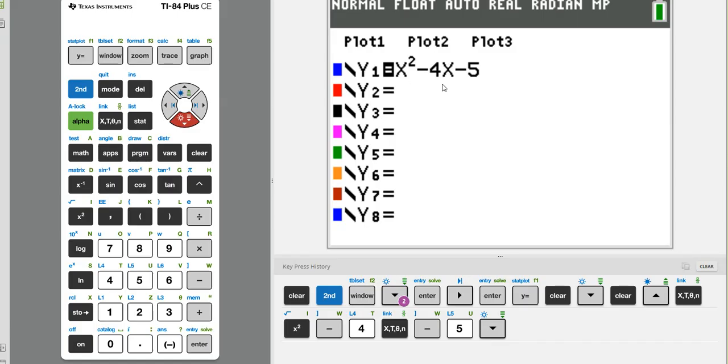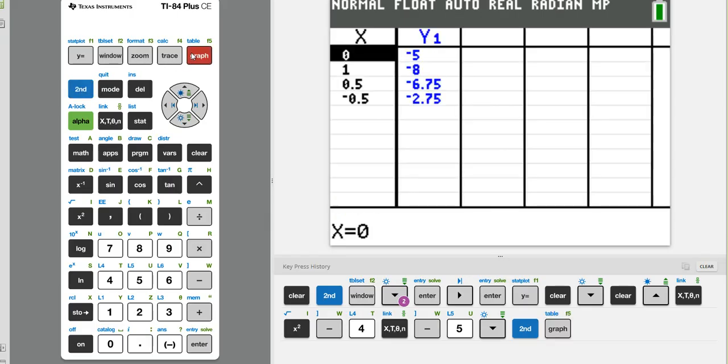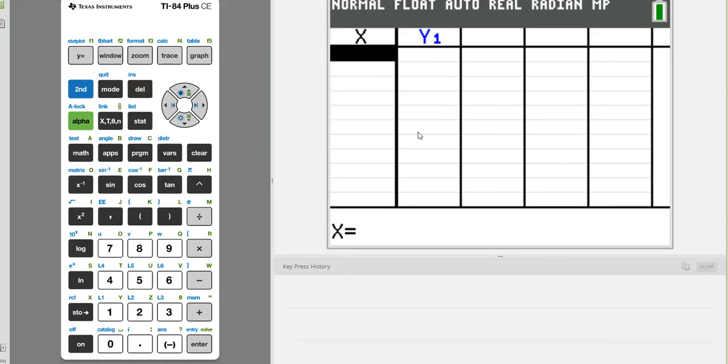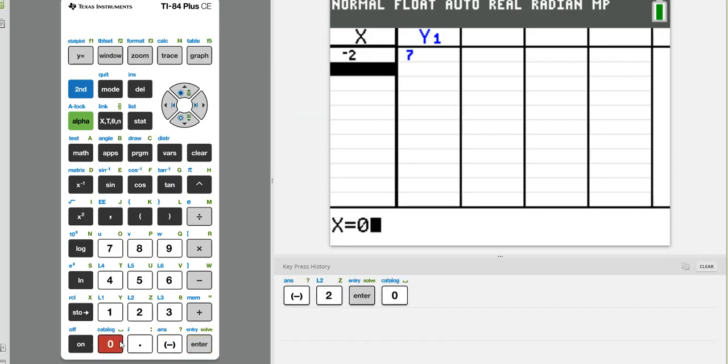Now here's the cool thing. Once we've got that in here, we can get our calculator to evaluate this expression at any point we want. So hit the second key, then the table key, and that should take you to something like this. Now I've got some values in here, so I'm just going to hit this delete key and get rid of them. All I want to do is look at the values that I cared about, the ones that you chose. So let's see, -2, 0, and 6.